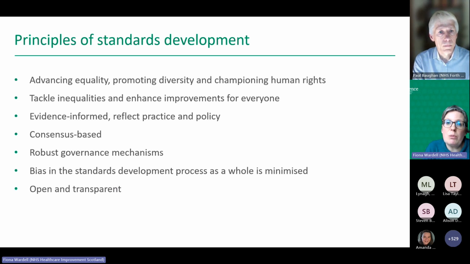It's really important that we work together and we build consensus. And the standards that we're going to describe today, this is how they've been developed. We have to have really robust governance mechanisms for that. And what we do is we follow international principles for standards development, which outline really clearly the importance of good governance, where you minimize bias, where you take into account robust methodology, so your standards are reliable and they're valid, but also the processes are open and transparent.